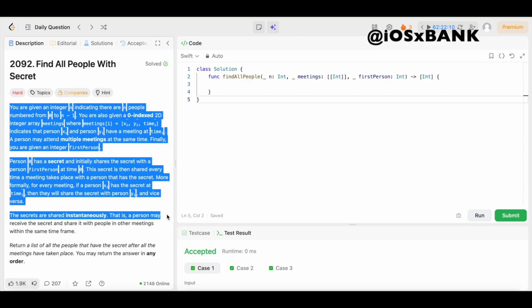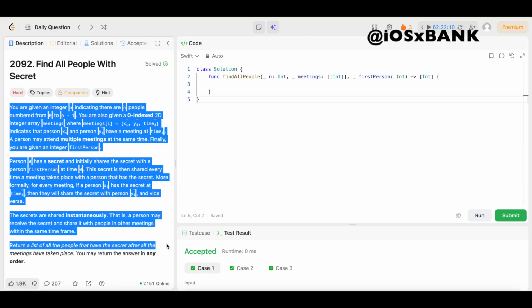The secrets are shared instantaneously. That is, a person may receive the secret and share it with people in other meetings at the same time frame. Return a list of all of the people that have the secret after all the meetings have taken place. You may return the answer in any order.